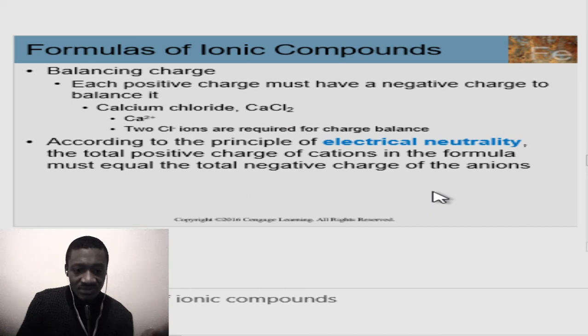So we now go to the formulas of ionic compounds. Ionic compounds have formulas to themselves, talking about molecular formulas. So that's what we call balancing the charge. I just did that with potassium sulfide. Each positive charge must have a negative charge to balance it. So if you have calcium, is group what again? As you can see, it is 2.